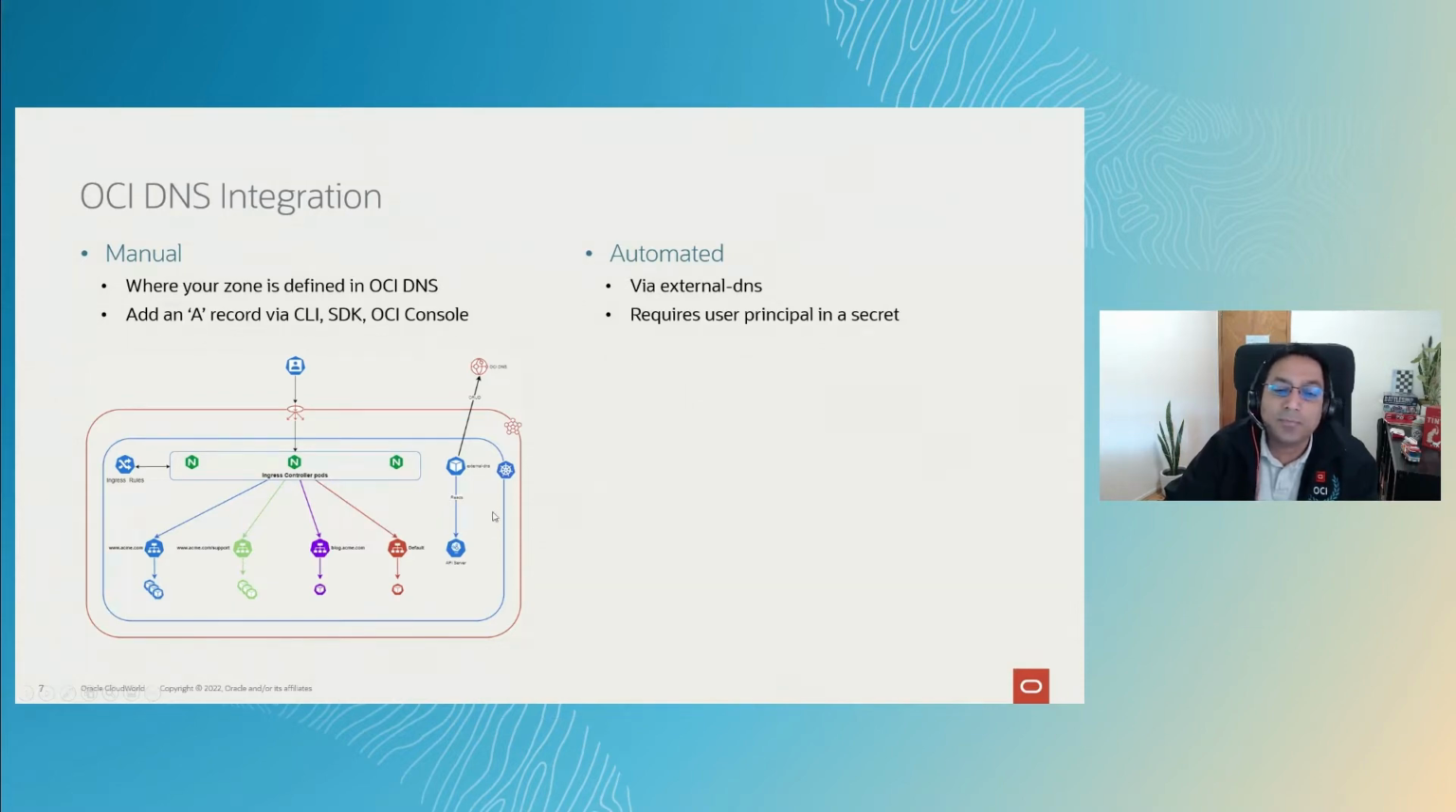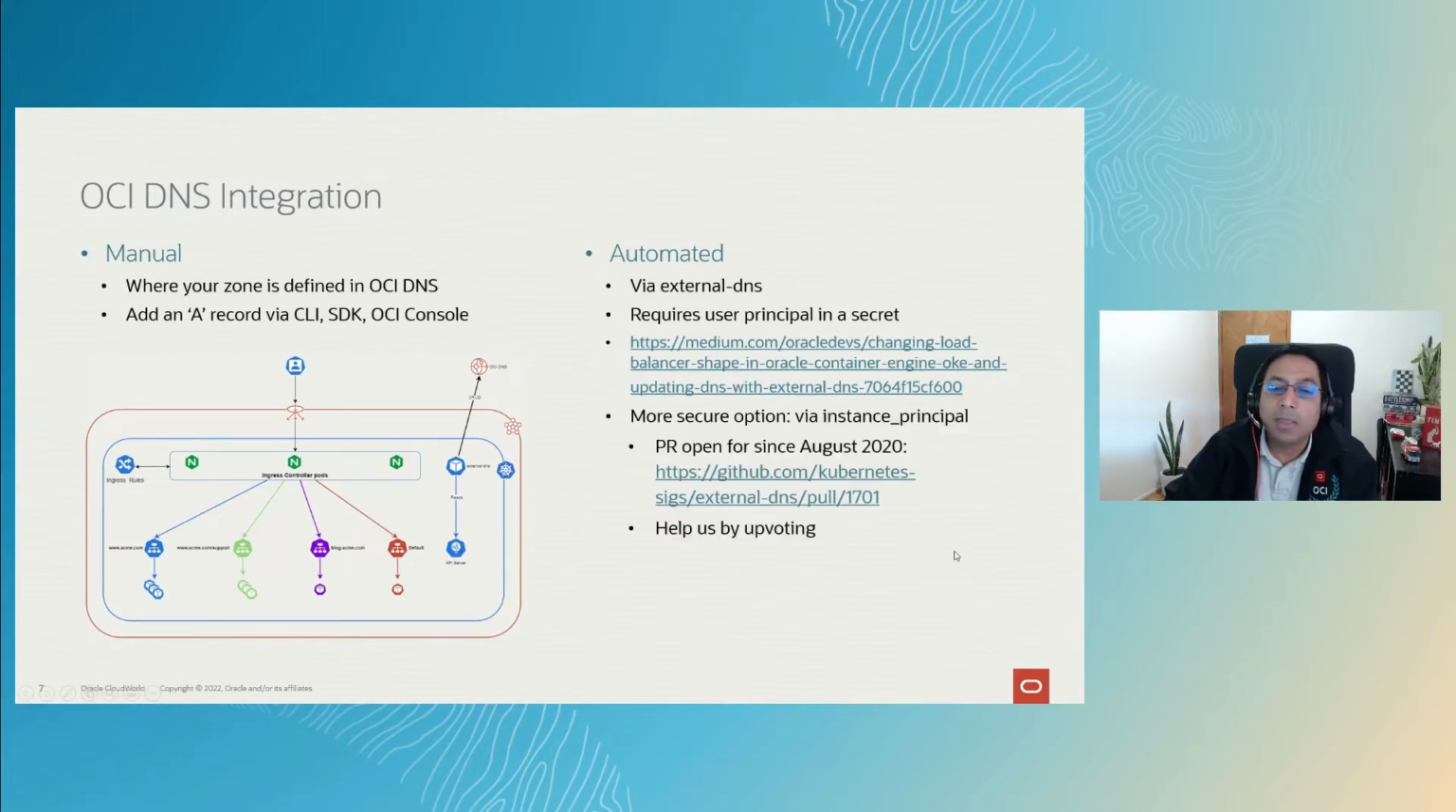Note that External DNS, regardless of where it is running, can update any of the supported DNS providers. Now, for the purpose of OCI DNS, it requires a user principal and a created secret that allows External DNS to authenticate with the API to create the records, basically. I talk a lot more about this in my blog, so you can follow the link here.